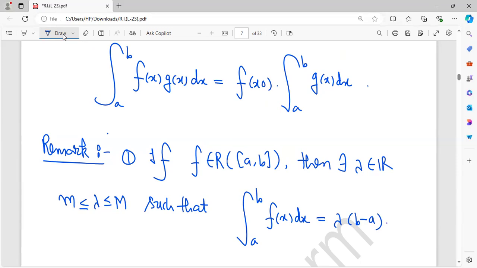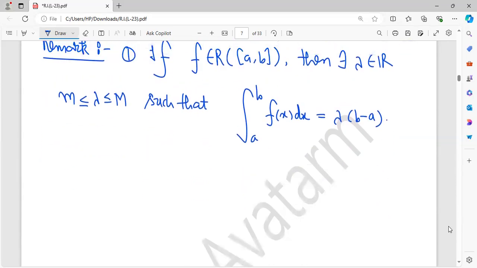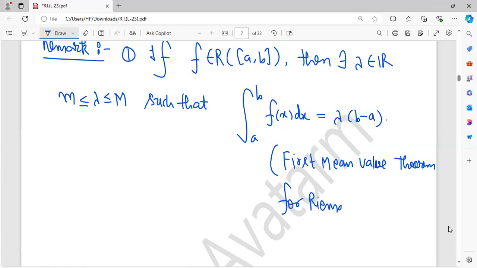So this was the first mean value theorem. This is the first mean value theorem. We have already seen the first mean value theorem for Riemann integration. That was the first mean value theorem for Riemann integration. So it follows from the remark. Why? You see its proof.